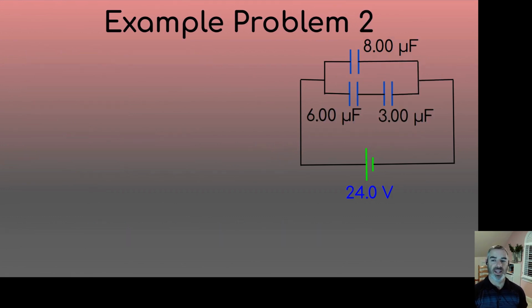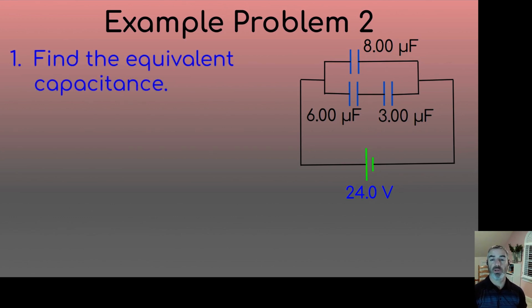Let's look at a second example problem. Notice that this one's set up just a little bit different. So we still have a parallel branch and we also have capacitors set up in series, but this time we have the series as one of the branches. So we're going to try to find the equivalent capacitance in this circuit.